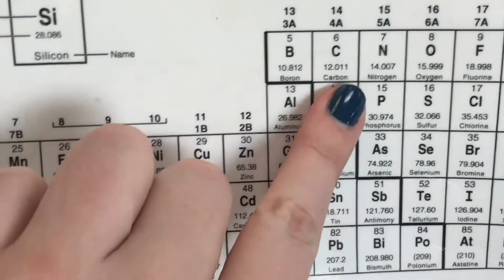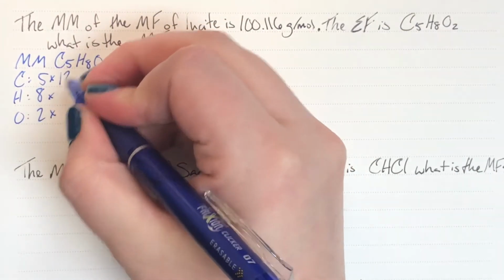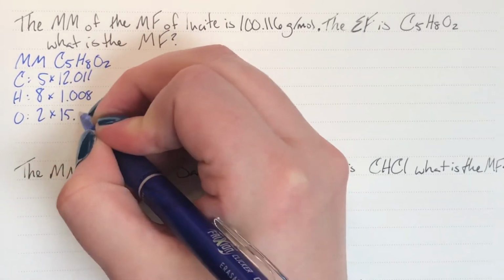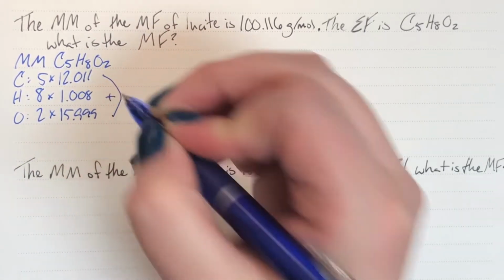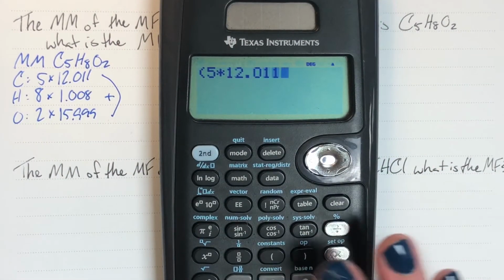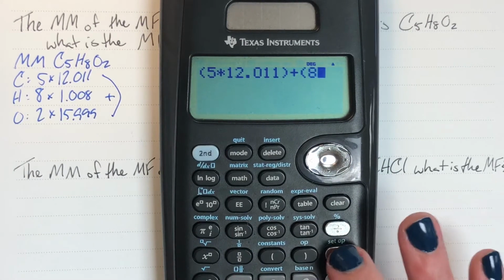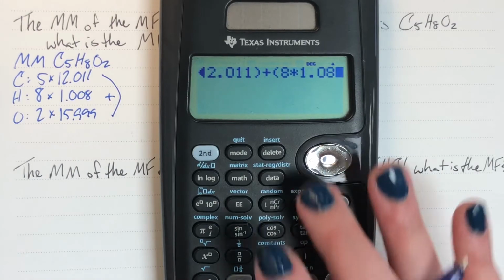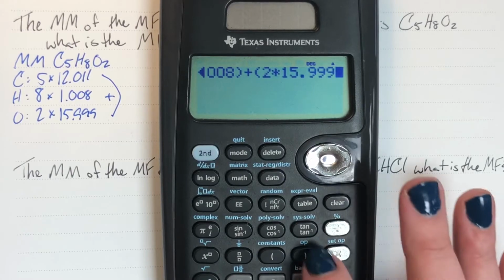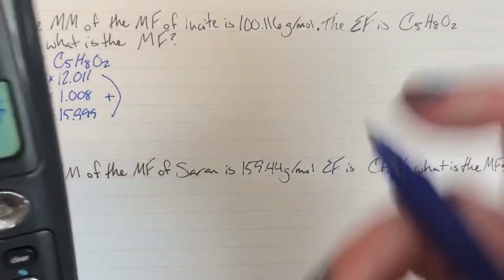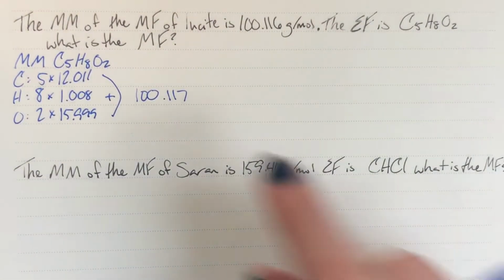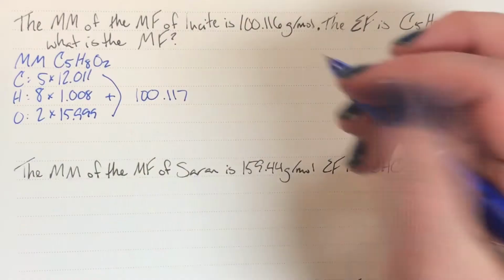Carbon's mass from the periodic table is 12.011. Hydrogen's mass is 1.008, and oxygen's is 15.999. I'm just going to go ahead and add those up again. So 5 times 12.011 plus 8 times 1.08 plus 2 times 15.999. That gives me 100.117. So I'm going to go ahead and divide my molar mass by my empirical mass.